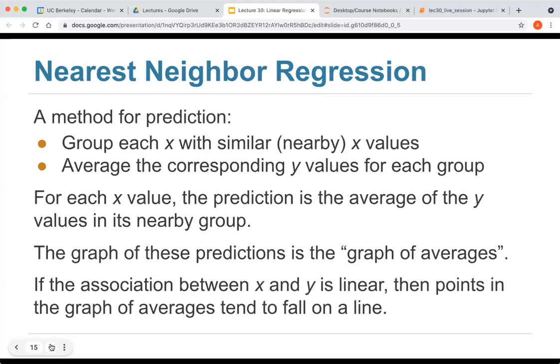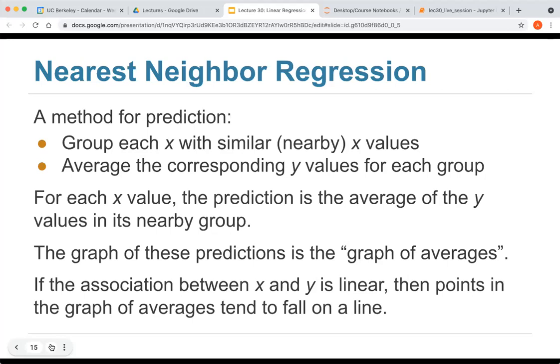If the association between X and Y is linear, then the points of these averages will tend to fall along a straight line. Okay. But if the association is not linear, this is also still a perfectly good way of making the prediction. It's just that the points won't fall on a straight line. They will follow whatever is the nature of the relationship between X and Y. So this is a very powerful method of making predictions. This does not rely on the graph looking like a straight line.